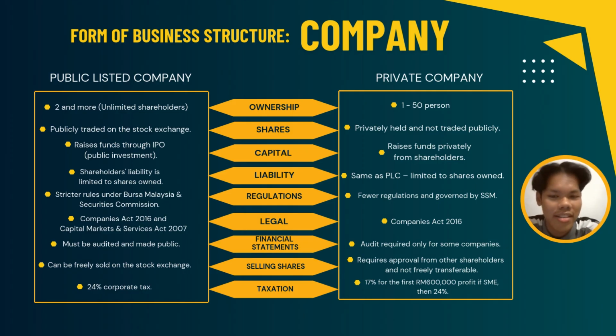Now, lastly, about taxation. Taxation is another key difference. Public listed companies pay a corporate tax rate of 24% of their profits. Private companies, especially small and medium enterprises, for example SMEs, enjoy a lower tax rate of 70% on the first 600,000 of profit. Any additional profit is taxed at 24%. This tax benefit encourages business growth among SMEs. And that's all for the companies.